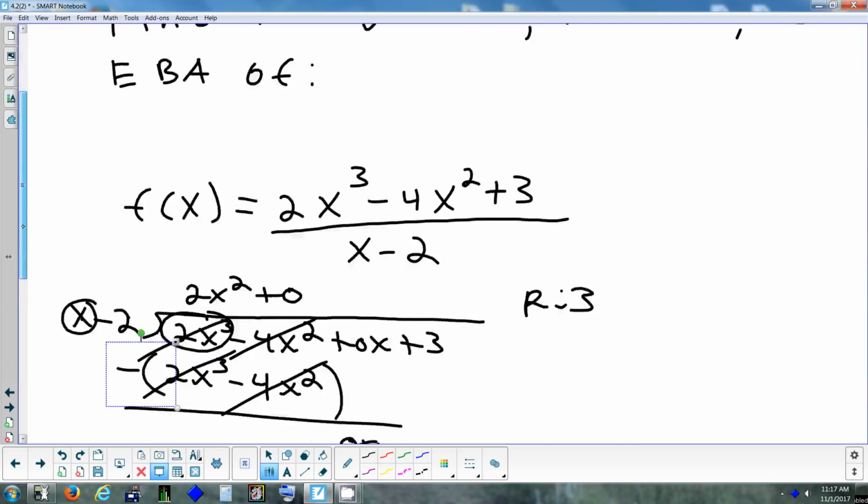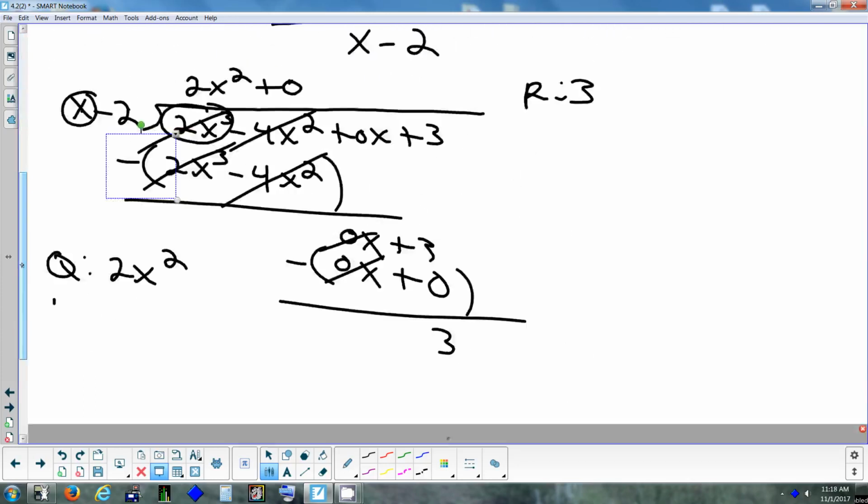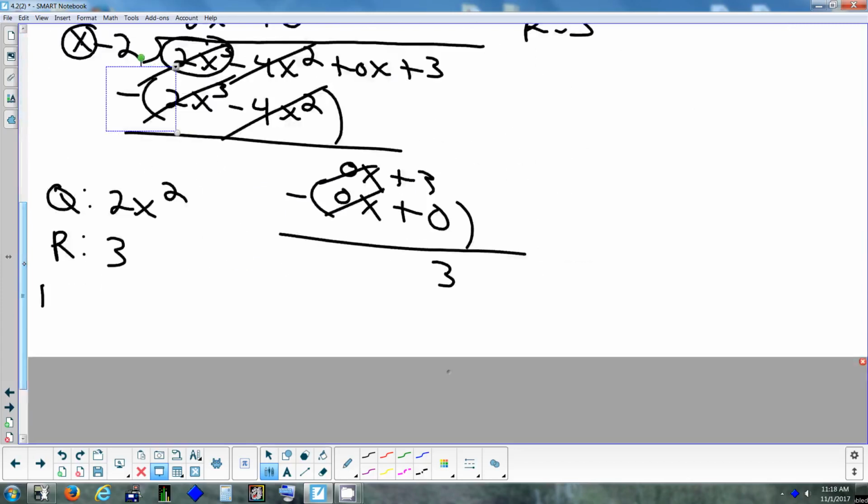All right. So what do they want to know? Quotient, 2x squared. Remainder, 3. What else? EBA. What's the EBA? 2x squared.